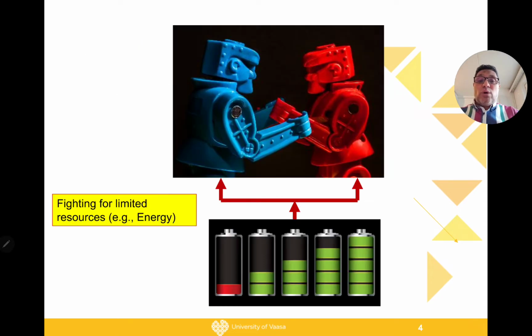Let us first explain what we mean by game theory. Assume that we have two intelligent agents, and they are fighting for the same energy. For example, we have limited energy, and they want to fight, or negotiate, about how to use the available energy, because it is used by both of them at the same time. So the one which consumes more will be reducing the portion of the other one.